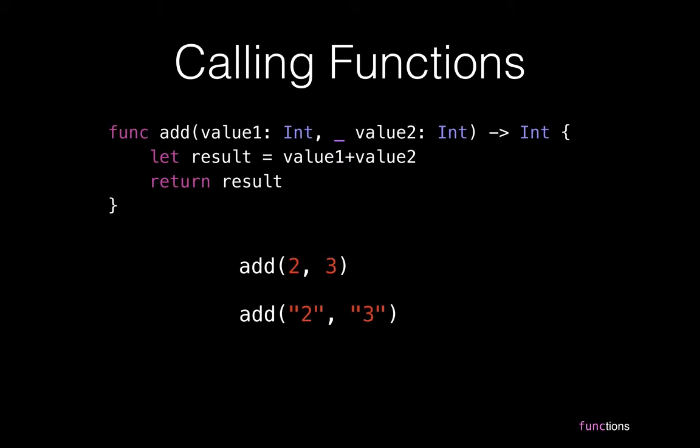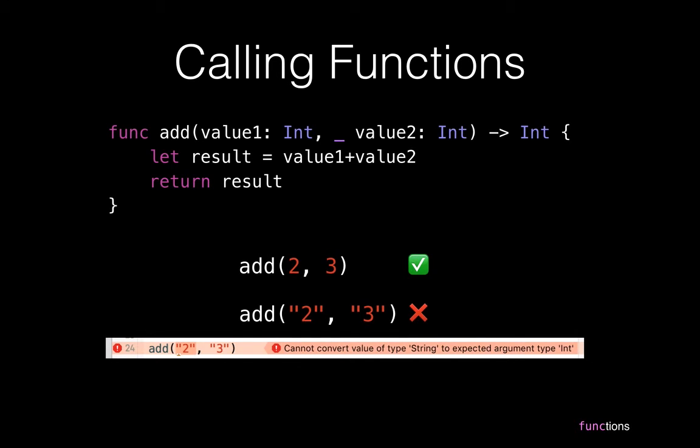So which of these would be the right call to the add function? It would be the first call, of course. The reason for that is that the add function, as defined above, takes as arguments two integer values, and 2 and 3, written like this, are integer values. In the second call to the add function, we're passing in the arguments as strings because we've got the quotation marks around the numbers. So this call wouldn't be accepted by the compiler, and the compiler would complain with the message that it cannot convert a value of type string to the expected argument type int.